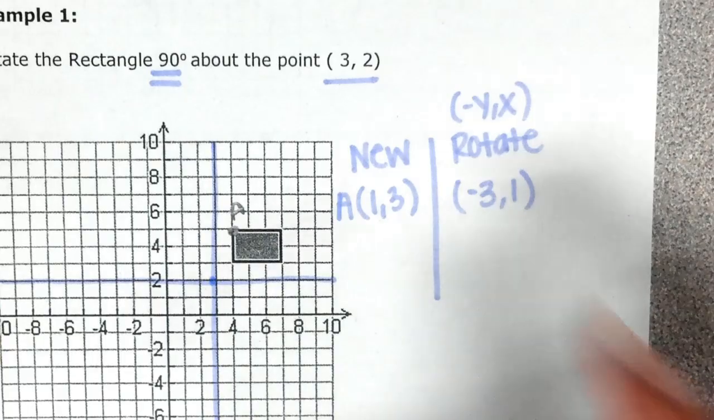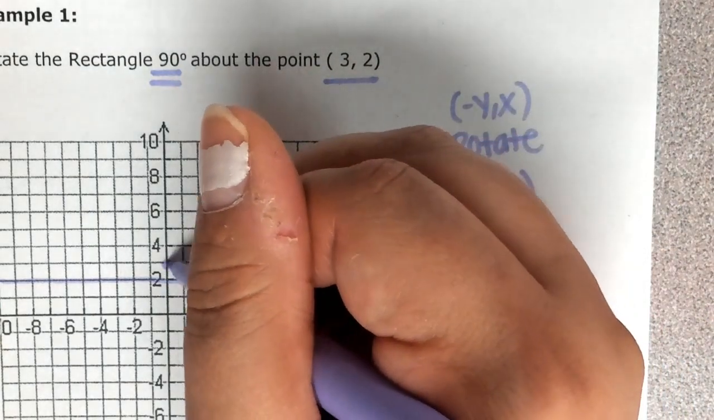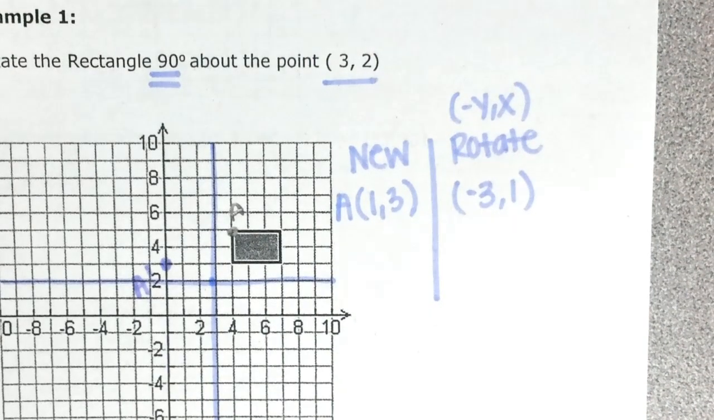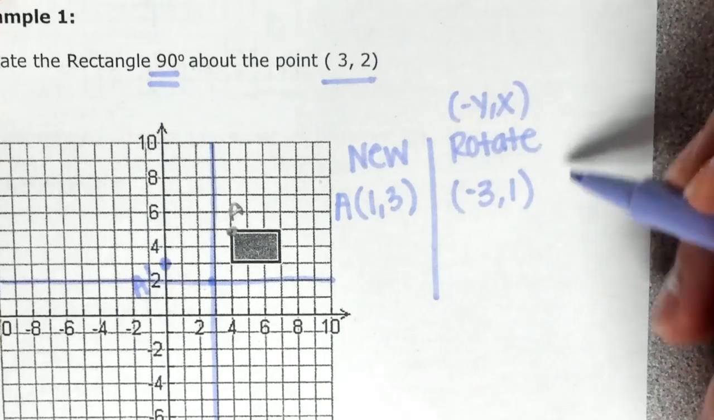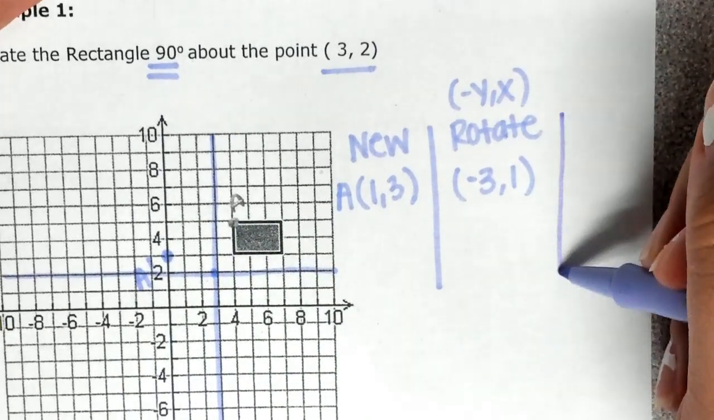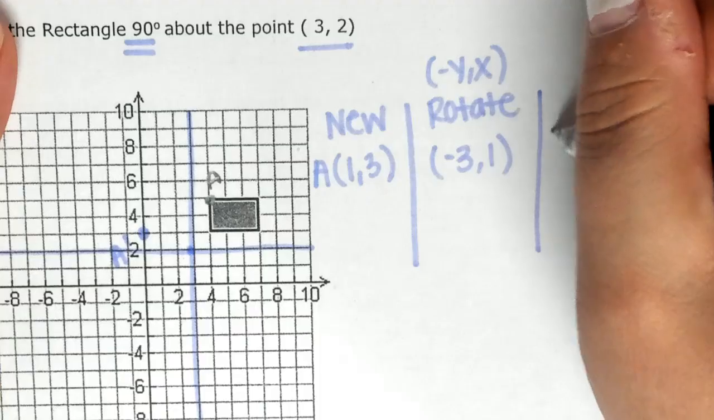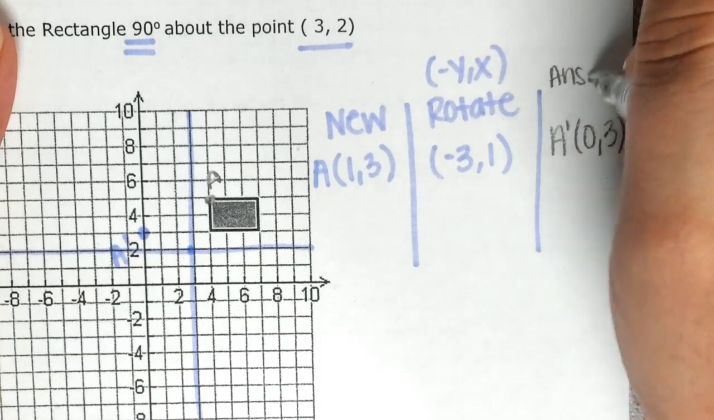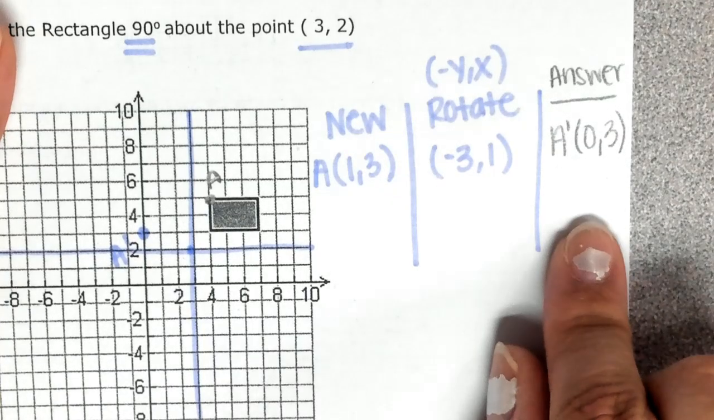So negative 3, 1, I'm going to plot left 1, 2, 3, up 1. And this is going to be my A prime. Are we okay so far? The final step, everything we did was according to the new origin. Your final step is looking at the graph like you normally do. Where is this point on your graph? Where is it? The point is at 0, 3. So my answer for A prime is 0, 3. And this is the answer to the question. And we are done.